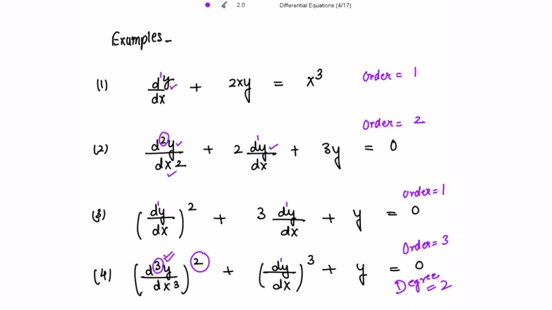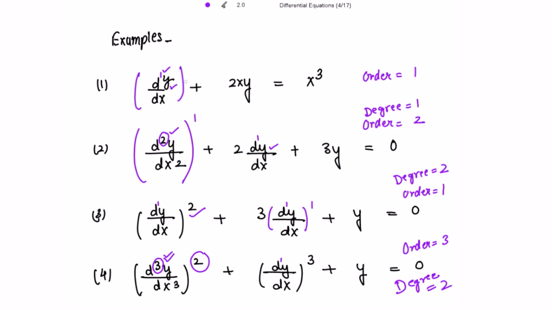In the third equation, what is the degree? Yes, y is differentiated only one time. The order is 1. But here the power is 1, here the power is 2. But you have to take the highest one. So the degree of this equation is 2. In the second equation, the order is 2. And what is the power for this? It is 1. So the degree is 1. And in the first equation, the order is 1. The power is 1. So here also the degree is equal to 1.